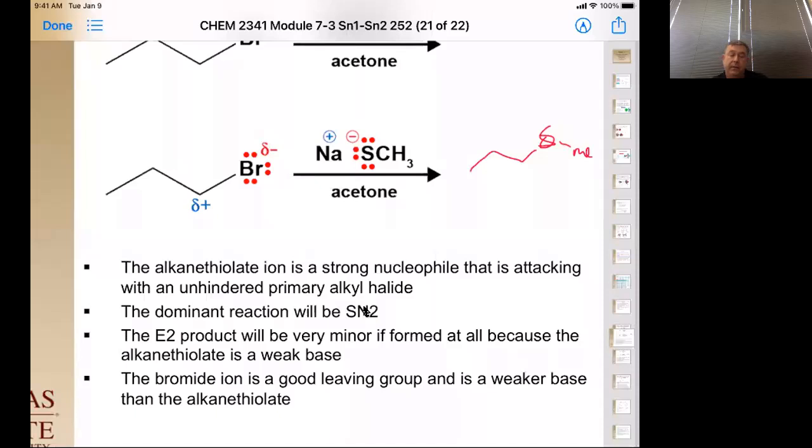And if we want to continue down the path, we have a good nucleophile attacking an unhindered primary alkyl halide, which means SN2 again. We are going to have very little E2 because it's not as strong a base as the alkoxide or the oxide. And the bromide ion is a good leaving group, so that means it's going to happen fast too.